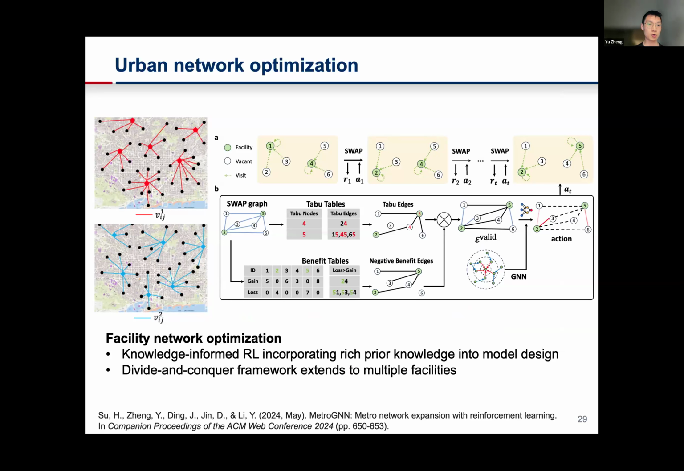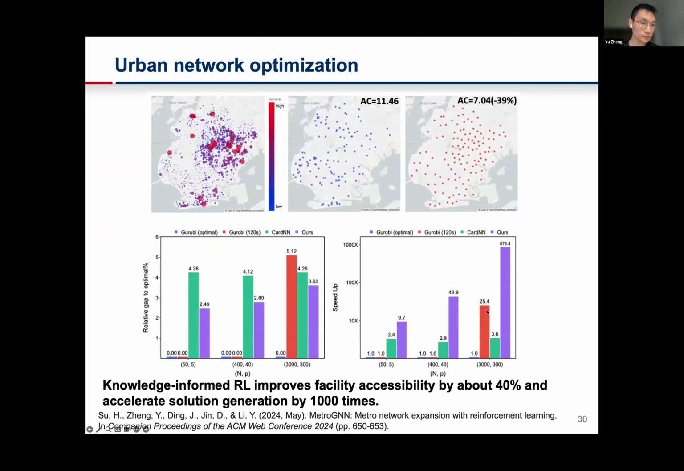Here we propose a knowledge-informed reinforcement learning method that incorporates rich prior knowledge into the model design as inductive bias. And we further extend the framework with a divide and conquer algorithm to make it able to address both single facility location and multiple facility location. We can see that the knowledge-informed reinforcement learning can improve facility accessibility by about 40%, and it can accelerate solution generation by around 1,000 times.